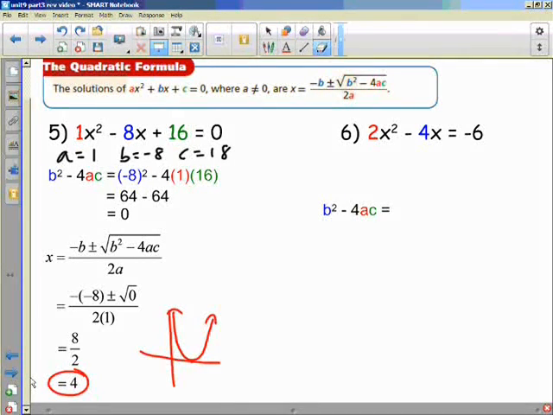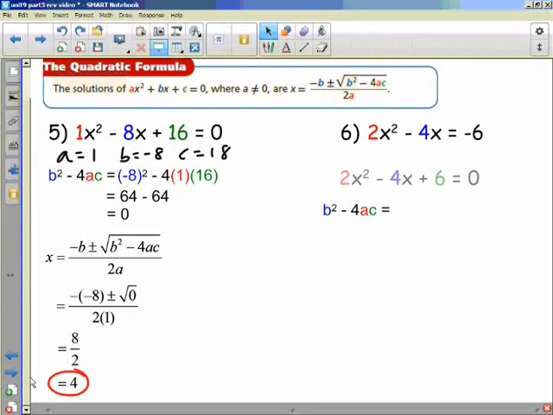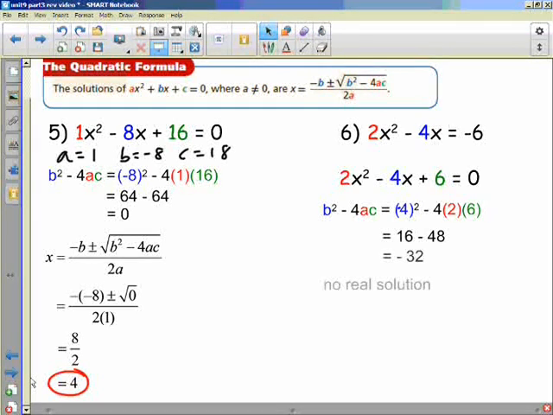Moving over to the other side here. Similar problem, only in this case we need to get our equation in standard form, ax squared plus bx plus c. That allows us to find a, b, and c. In this case, b is negative 4, and a is 2, c is 6. When we follow through on the math here, we get 16 minus 48, negative 32. As we saw in one of the previous problems, that's no real solution.